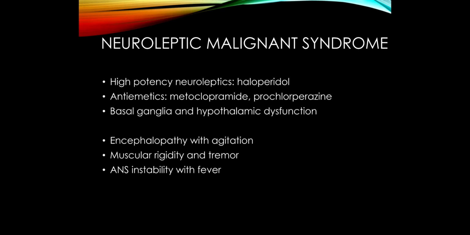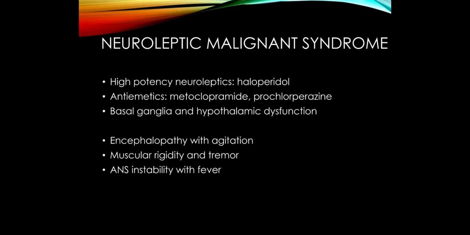Oftentimes what happens is a patient is maybe on something like haloperidol, but then maybe they have nausea and GI symptoms, and they get put on an antiemetic. Maybe they get put on metoclopramide or prochlorperazine. Now we're just blocking way too much dopamine. That would be a high risk for developing neuroleptic malignant syndrome. The symptoms are brought out by dysfunction in the basal ganglia and hypothalamus.